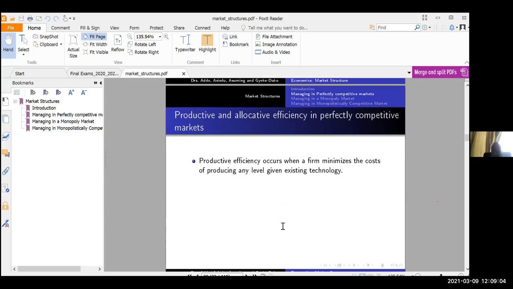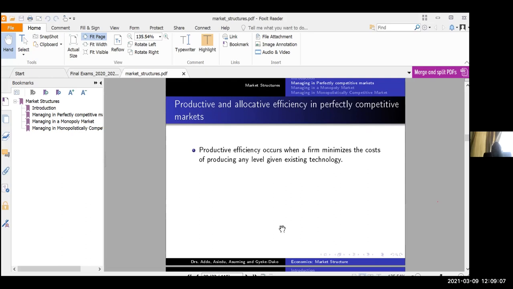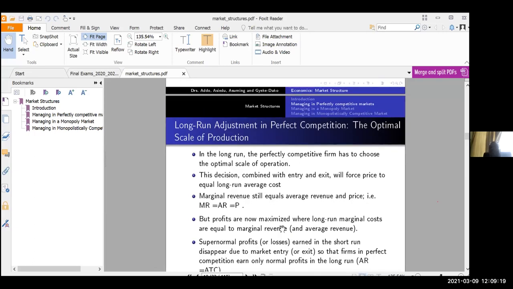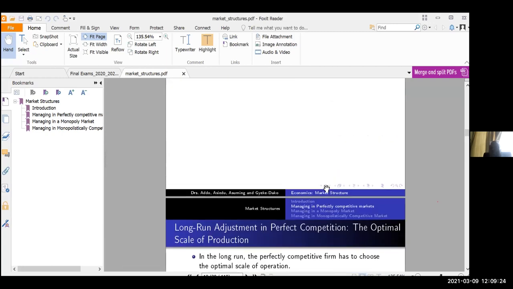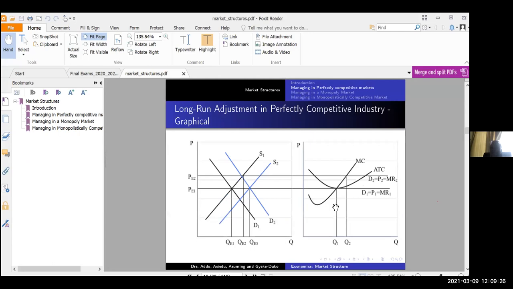If you follow the analysis for a perfectly competitive market very well, then it means that firms in that market don't have an excuse for being inefficient. You have to be efficient because the only way you can make profit here is to make sure that the minimum of your average total cost curve is low. So the minimum cost of producing sachet water per sachet should be say 5 pesos or 2 pesos, so that if you sell it at 20 pesos, you are making 15 pesos profit, okay?